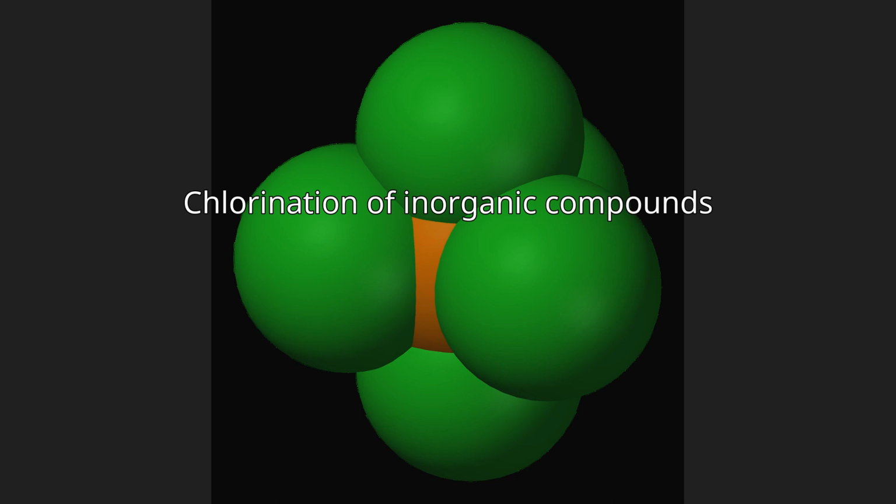PCl5 is a precursor for lithium hexafluorophosphate, LiPF6. Lithium hexafluorophosphate is a commonly employed salt in electrolytes in lithium-ion batteries. LiPF6 is produced by the reaction of PCl5 with lithium fluoride, with lithium chloride as a side product: PCl5 plus 6 LiF gives LiPF6 plus 5 LiCl.